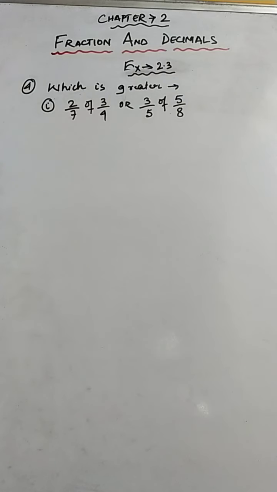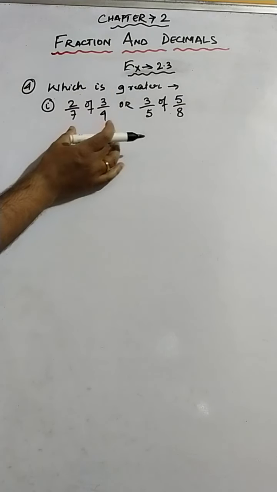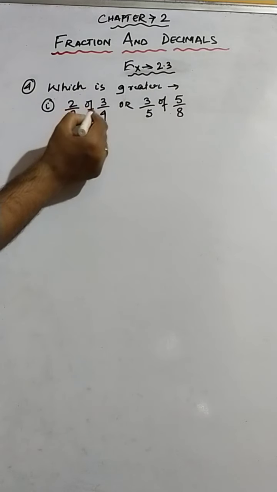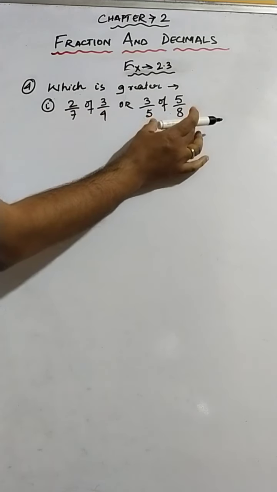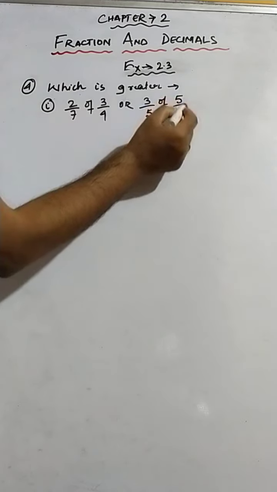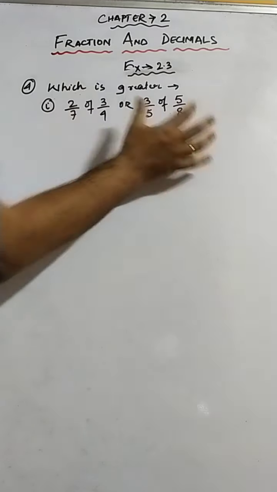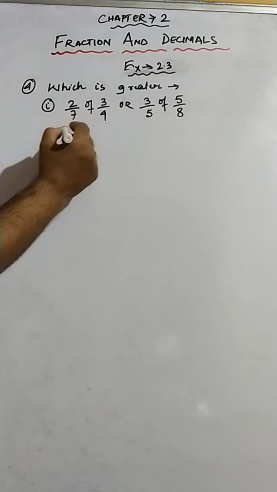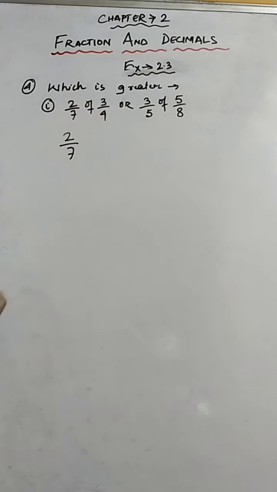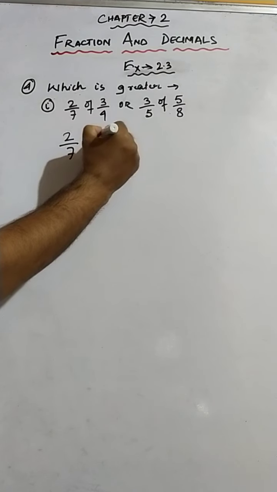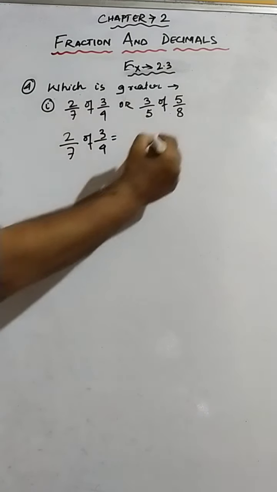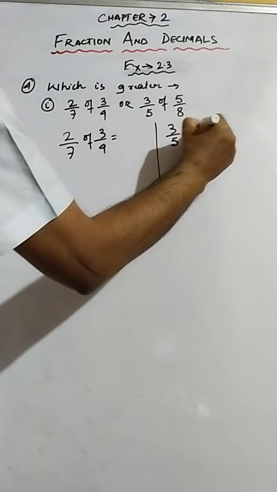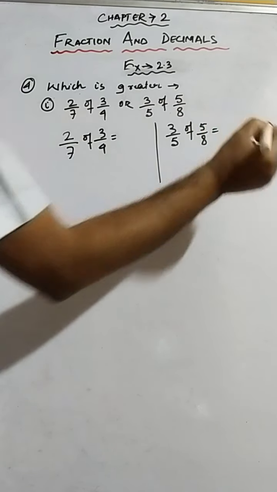Now in question number 4 it is said, which is greater. They have given two terms in fractional form. The first term is 2 by 7 of 3 by 4, and the second term is 3 by 5 of 5 by 8. Now you have to say which term is greater. For this, first you have to solve the first term, that is 2 by 7 of 3 by 4, and you also have to solve 3 by 5 of 5 by 8.